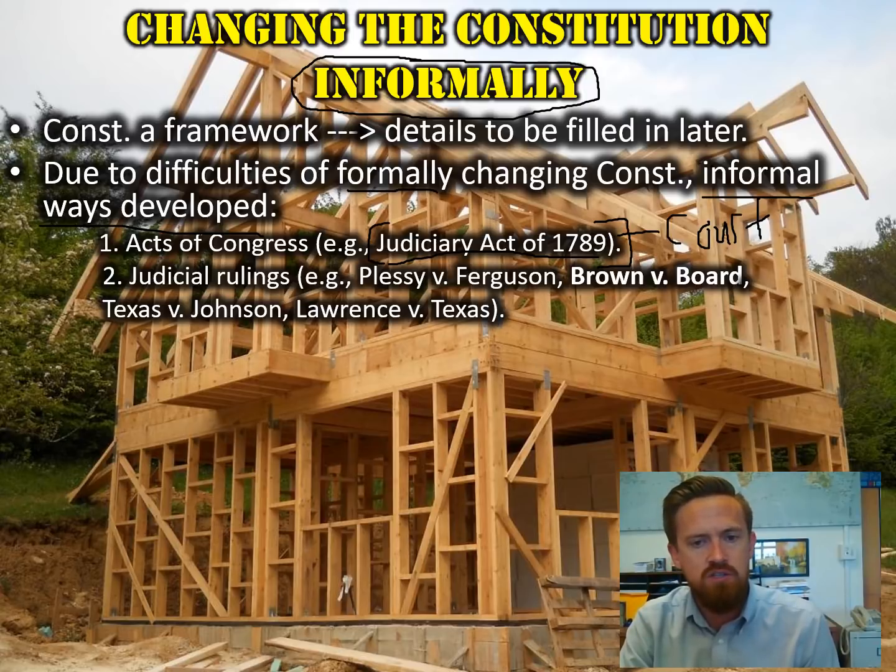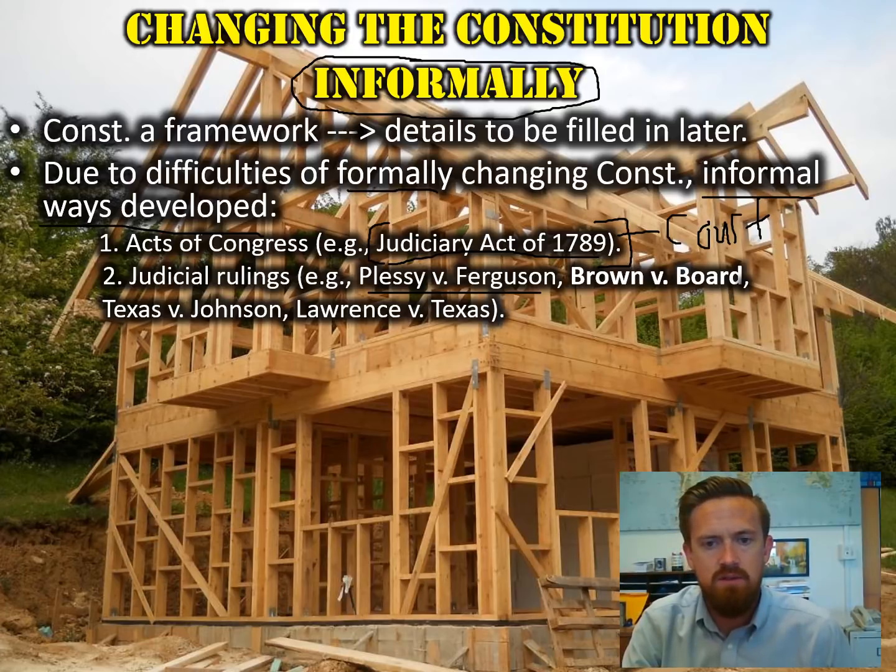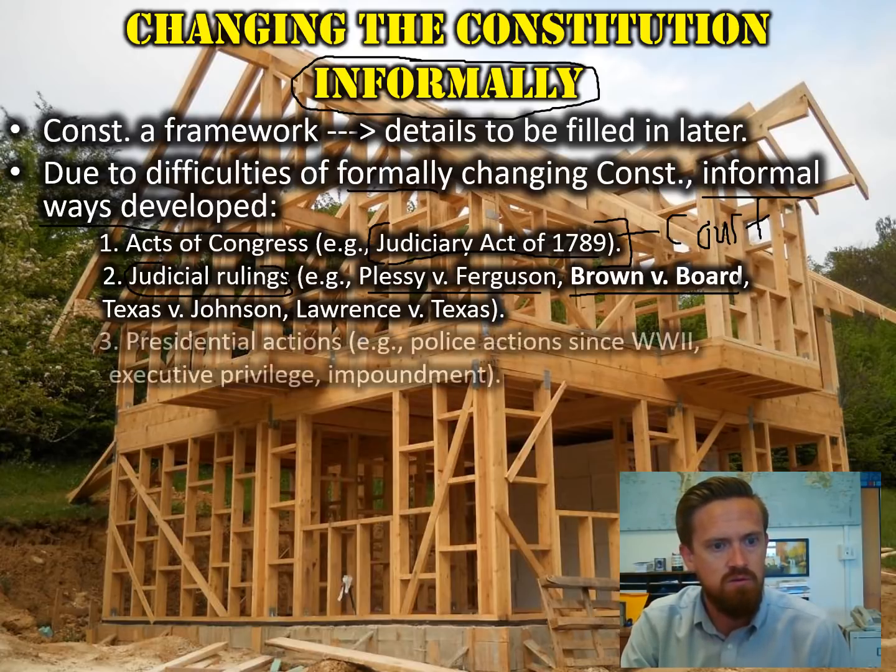Another way is through judicial rulings, like, for instance, Plessy v. Ferguson. That was the case where an African-American man tried to go on the white train car and got kicked off, and he sued and he lost. They said that separate but equal was okay. Then that decision was reversed with Brown v. Board, and they said no, separate but equal is not okay. So that's informally changing the Constitution with judicial rulings.